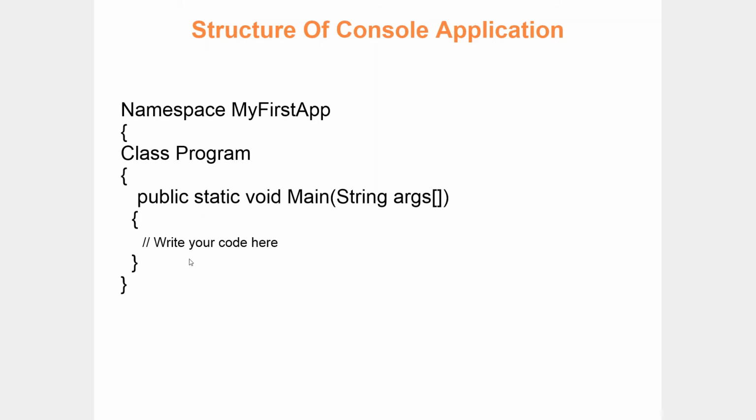That's why if you remove this, it will start looking for the main program. If the main program is not available in the execution environment, it doesn't know where to start the execution. That's the reason it throws an error. So this is the structure of a console application. Any questions, guys?